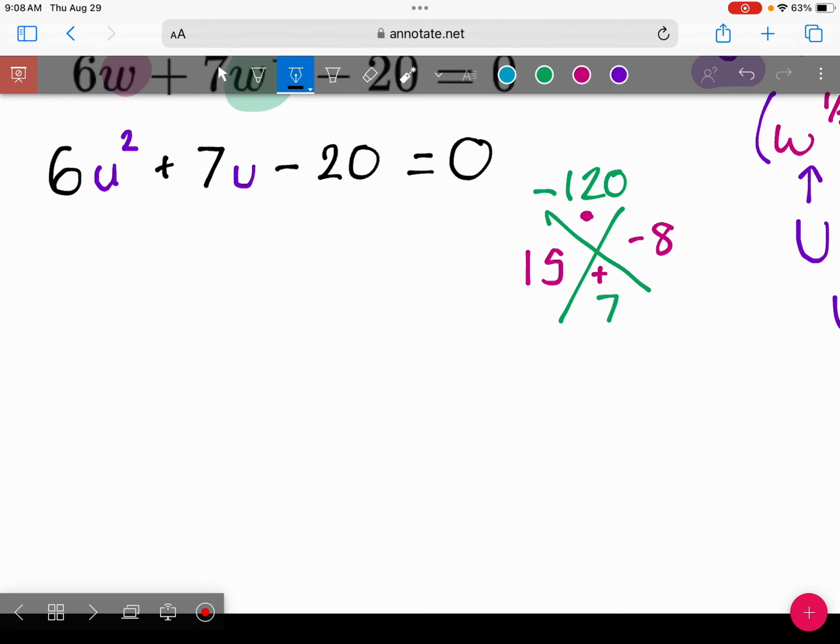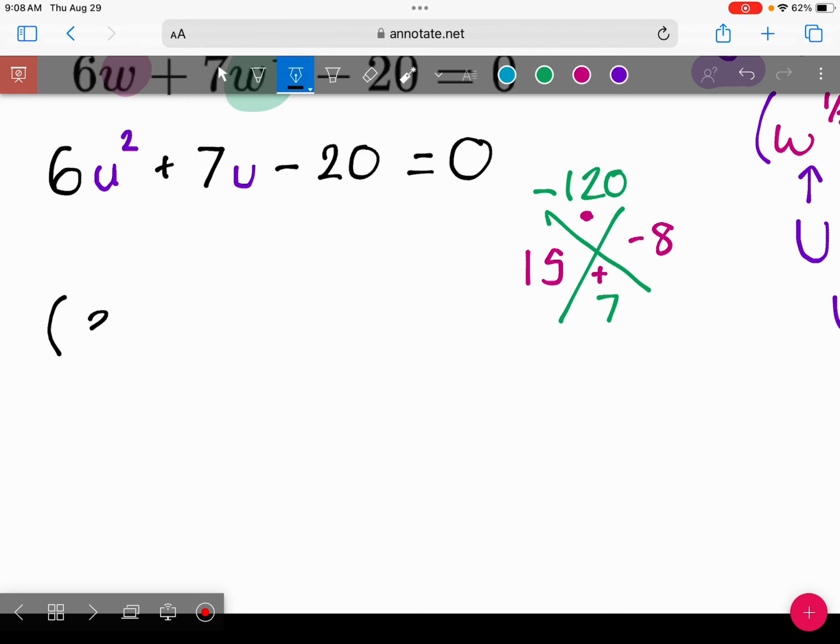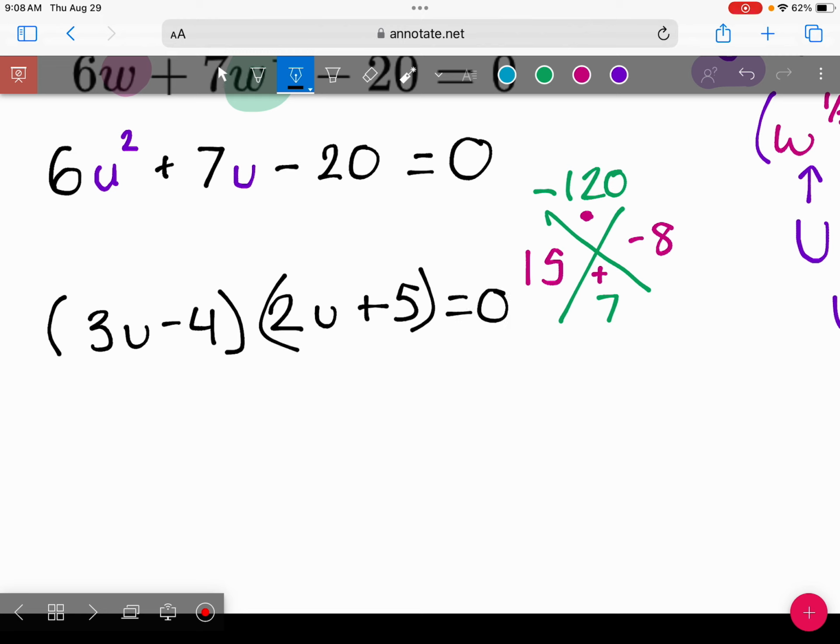We do have an a value, so you need to give me something. Whatever it is you're doing in your head, give me that. Because our factored form is going to be what? 2u plus 5. Okay? This is where we do our factoring.